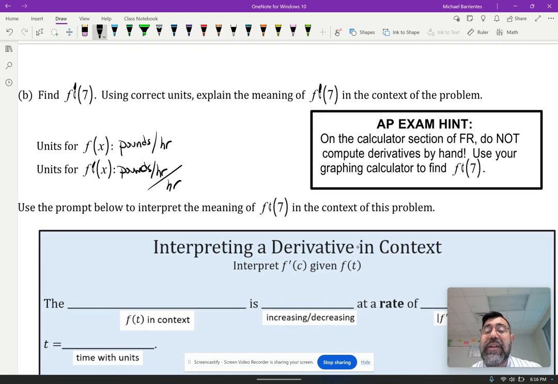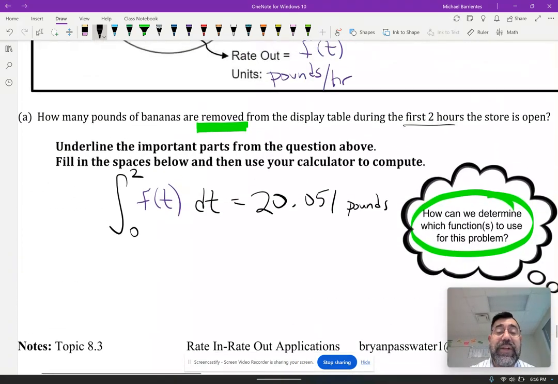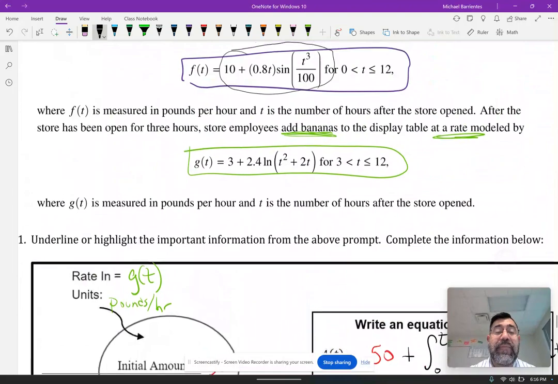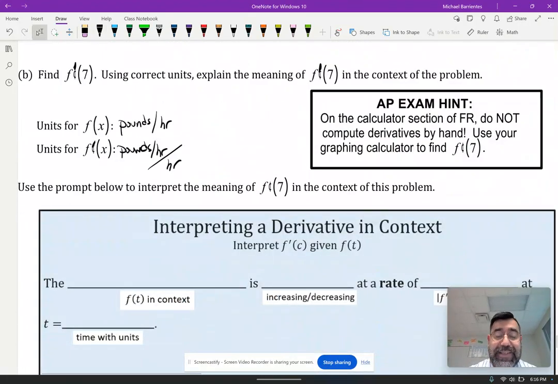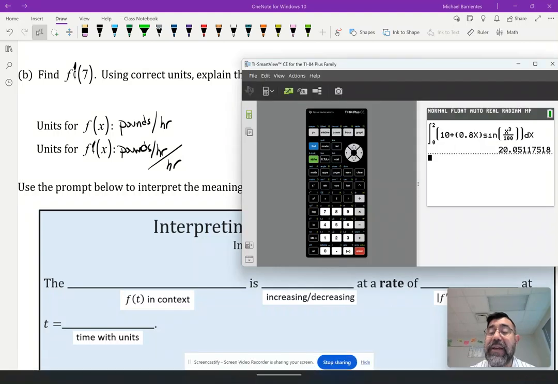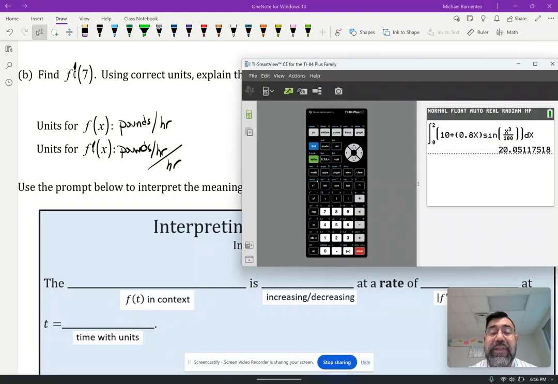It says, on the calculator section of the free response, please do not compute the derivative by hand. Use the graphing calculator to find this equation. So we already know what the equation is. We're going to find the derivative of this at 7. I think I already have the formula over here. So I can just say math 8. We're going to take the derivative.